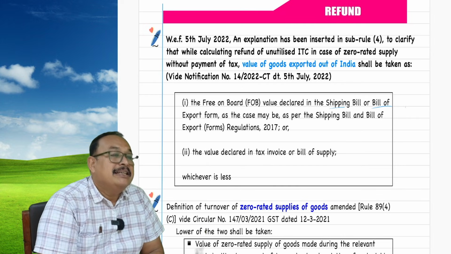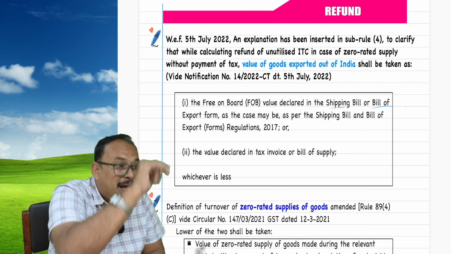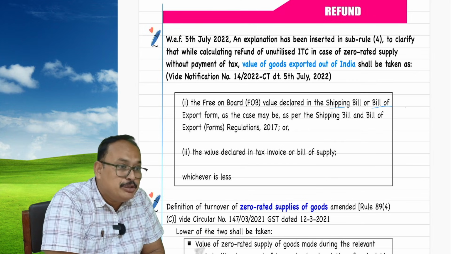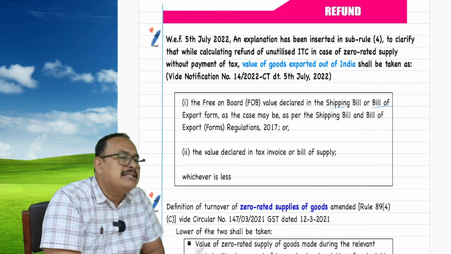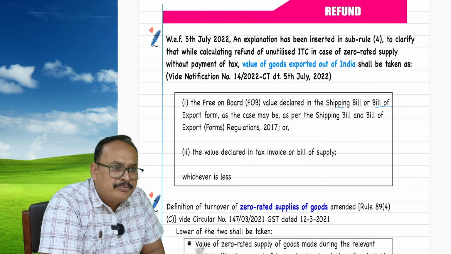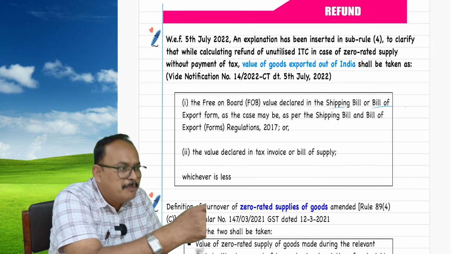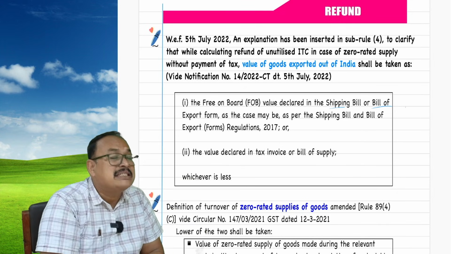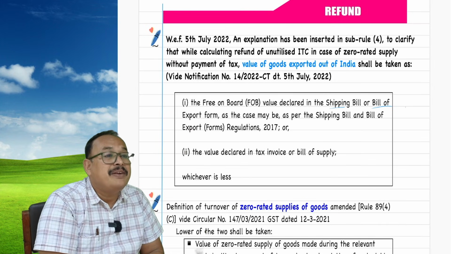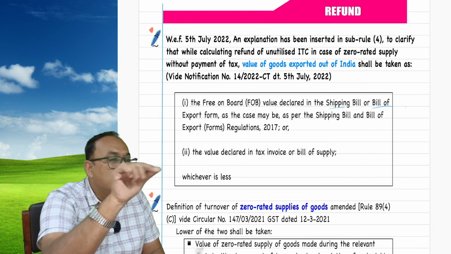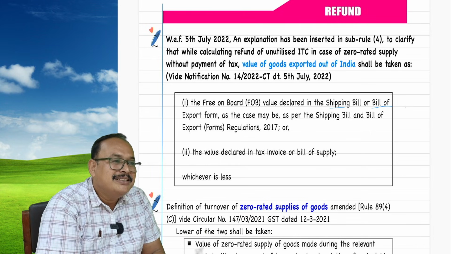8 lakhs. That is export turnover compared with 1.5 times of similar goods supplied into DTA. Similar goods supplied in DTA is 5 lakhs. 5 lakhs in 1.5 times? How much? 7.5 lakhs. 8 lakhs and 7.5 lakhs, which is less? 7.5 lakhs is finally what you take as your export turnover in the formula. Only for Rule 89, sub-rule 4.